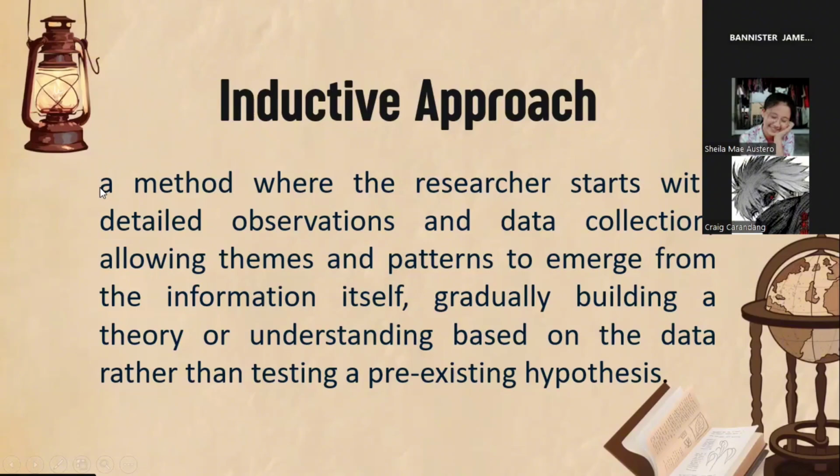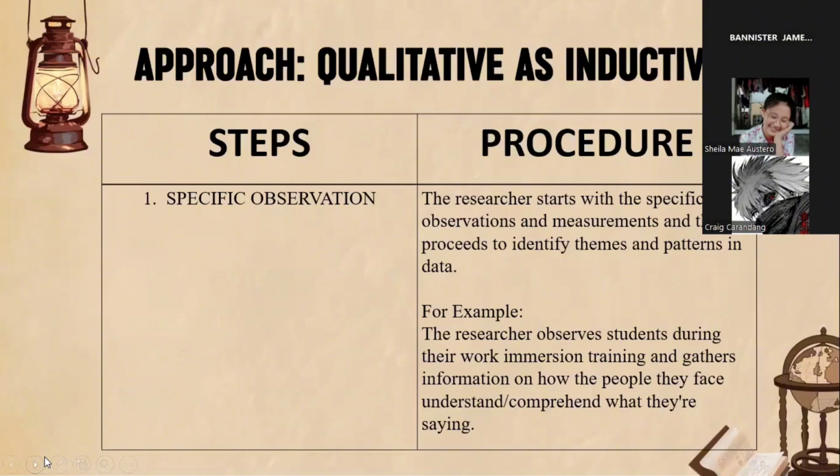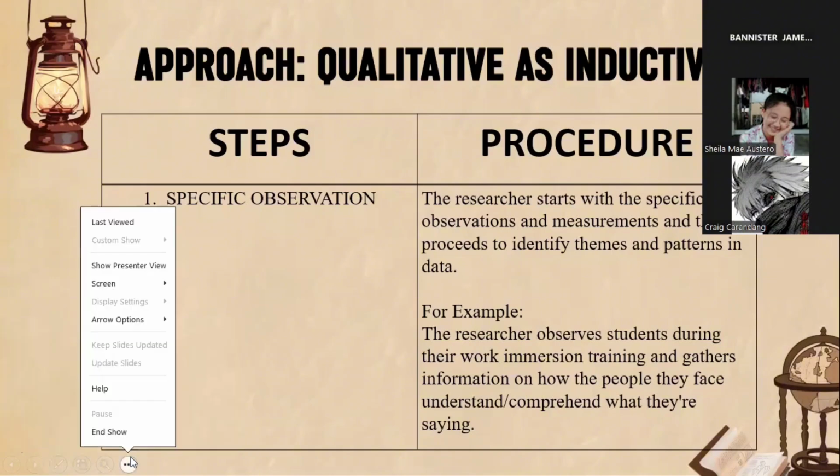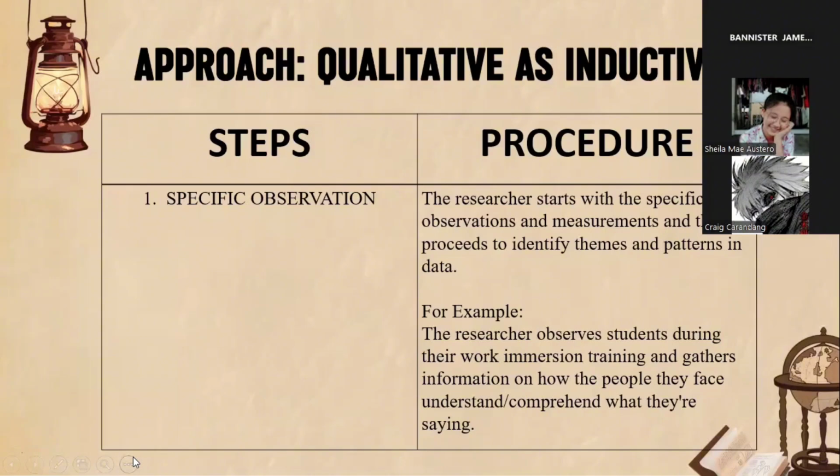Step 1. Specific observation. Procedure. The researcher starts with a specific observation and measurement and then proceeds to identify themes and patterns in the data. For example, the researcher observes students during their work immersion training and gathers information on how they understand and comprehend what people are saying.